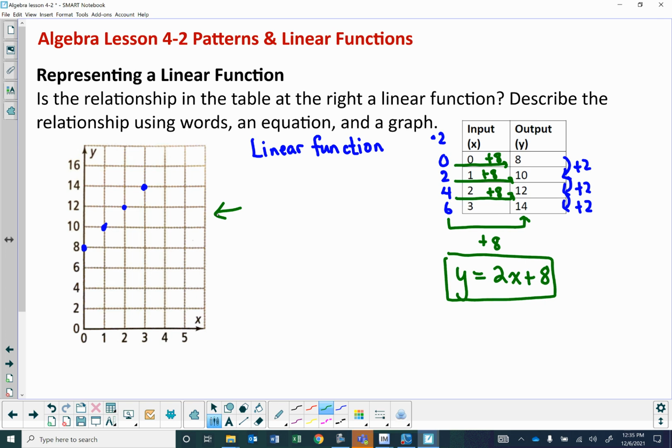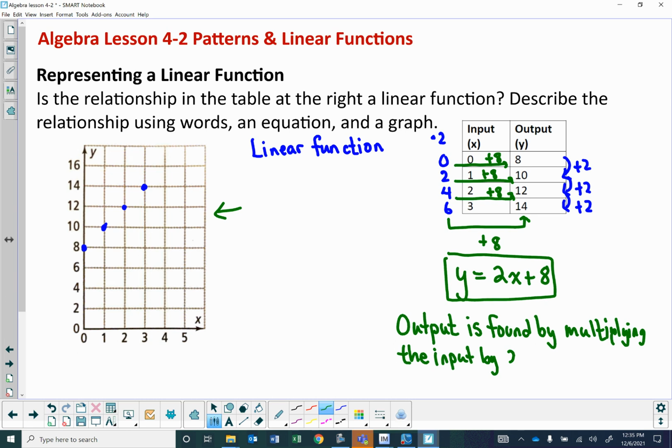My output is found by multiplying my input by 2 and then increasing it by 8. So the output is found by multiplying the input by 2 and then adding 8. You can say increasing or adding, either is fine. So there, we described the function using words, using an equation, and using a graph.